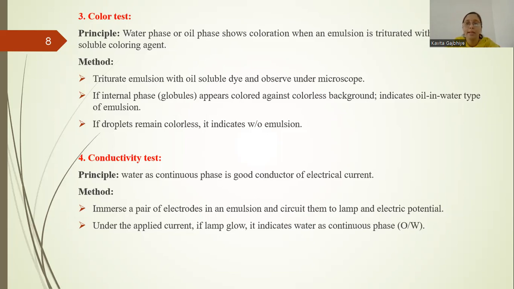Then the fourth type of identification test is the conductivity test. We know that water is a good conductor of electricity. So immediately we can say that if current passes through the emulsion, it means it is O by W type of emulsion. We have to immerse a pair of electrodes in the emulsion and connect them to a lamp and electric potential. If under the applied current the lamp glows, or if the current passes through the emulsion, it indicates it is O by W type of emulsion, or water is the continuous phase.